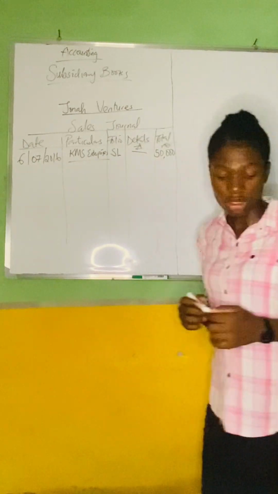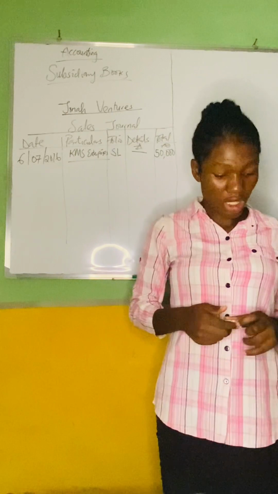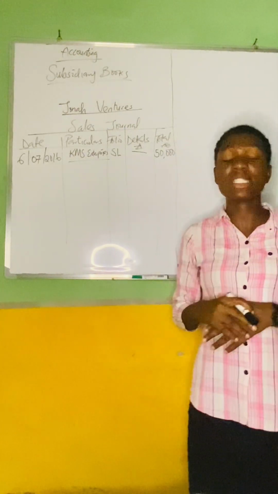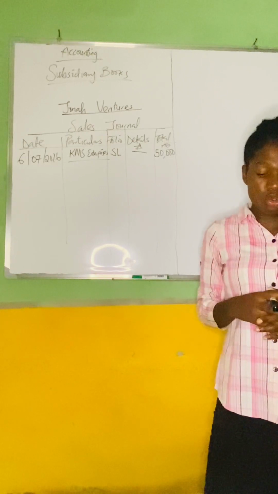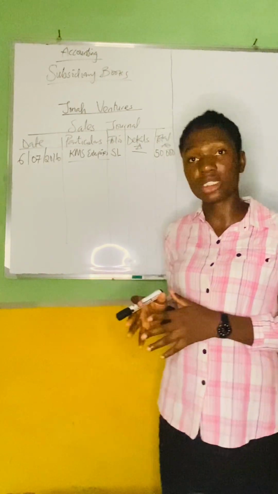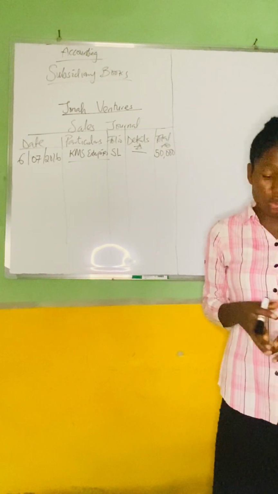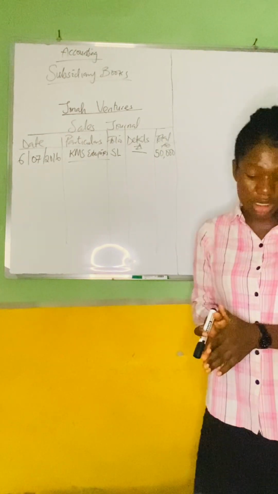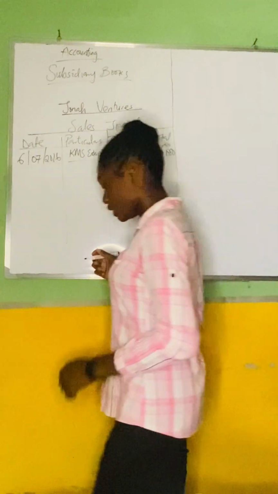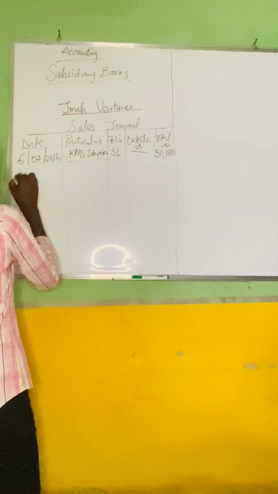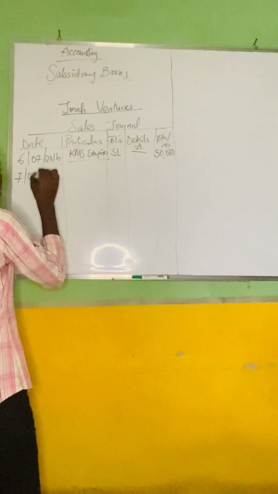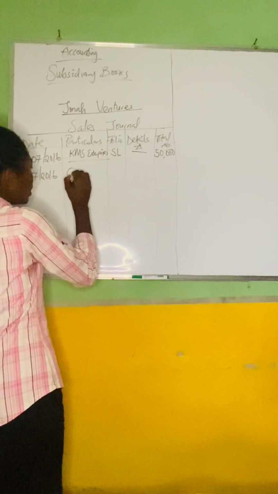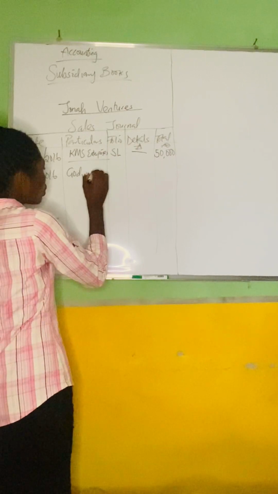Right. Now we are going to be moving to our next date, which is the 10th of July 2016. We sold goods on credit to Godwin at a discount of 2%. So the first thing we'll be entering is our date, the 7th of July 2016. The name of the owner of this account in this case is Godwin. So we sold goods to Godwin.